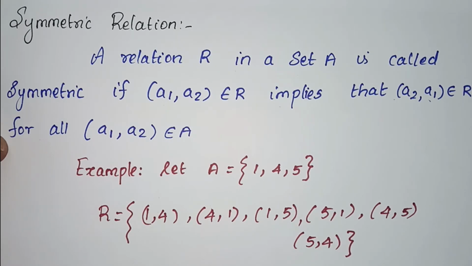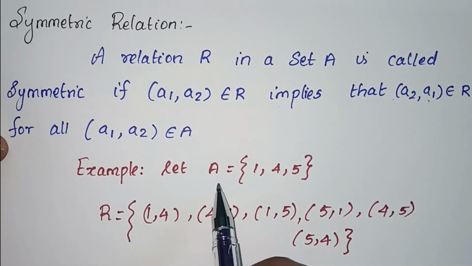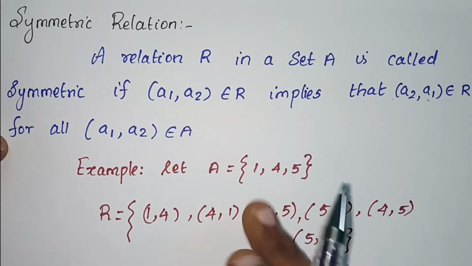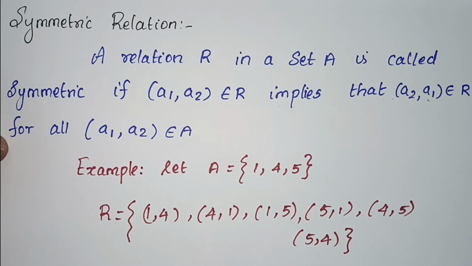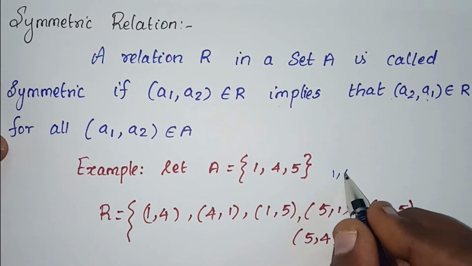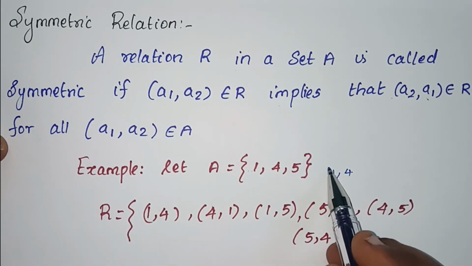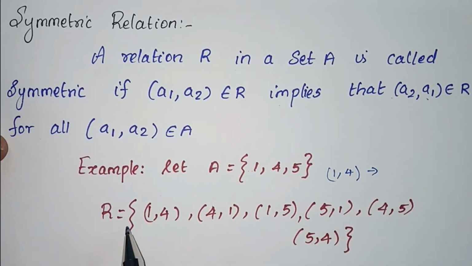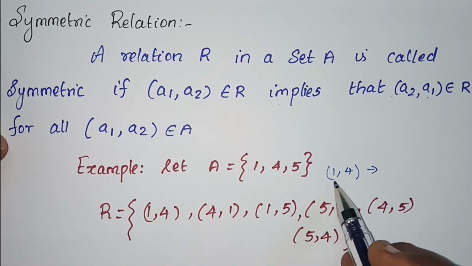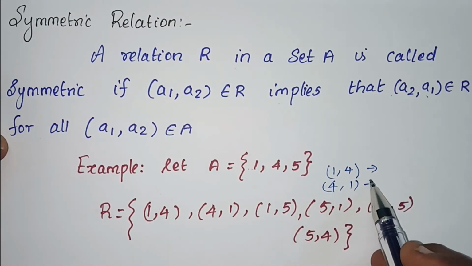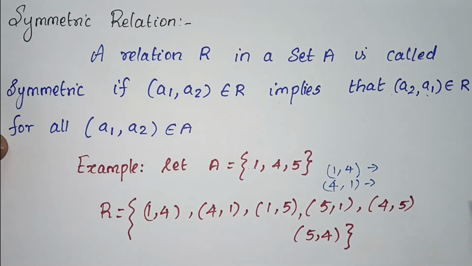So that relation is called symmetric relation. For example, there is one set A consisting of 1, 4 and 5. These 3 elements. So if we take 2 elements, 1 and 4, and 1 comma 4 belongs to this relation, that automatically means 4 comma 1 also belongs to this relation. That is called a symmetric relation.